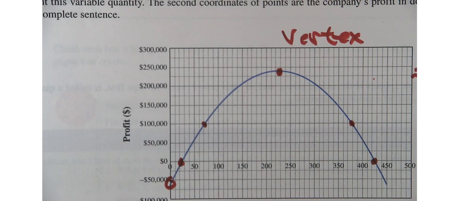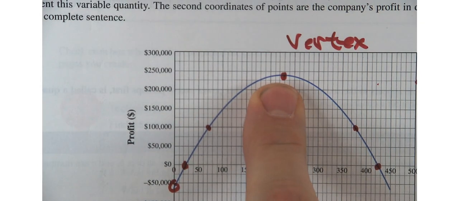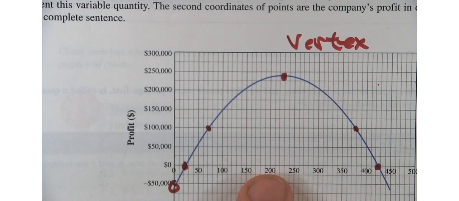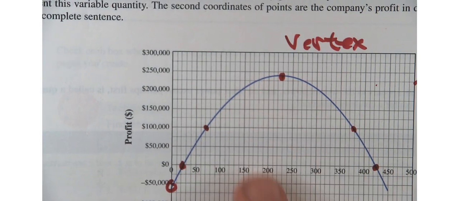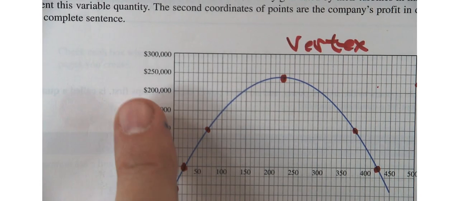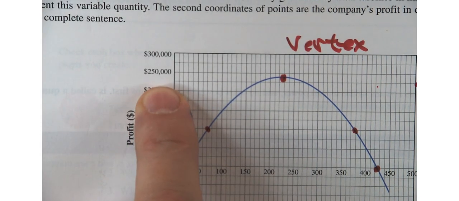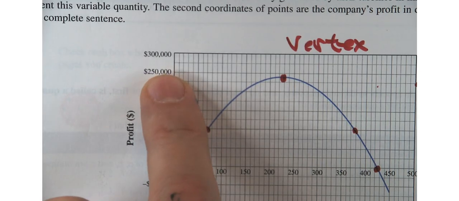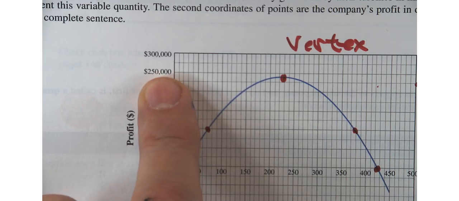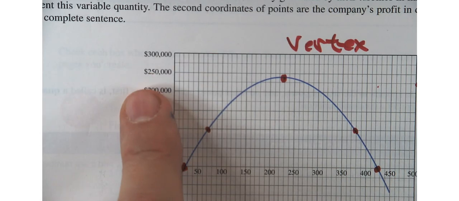So if we're trying to estimate what this is in terms of its vertex, you can kind of eyeball this thing. It looks like it's between 200 and 250, which means the x-coordinate of the vertex should be about 225. The y-coordinate of the vertex should be between, well, 225,000 is that middle line, and 250,000 is that top line. So it looks like it should be about 237,000, which is the middle of those two numbers.